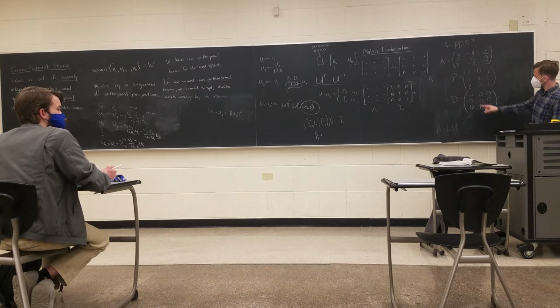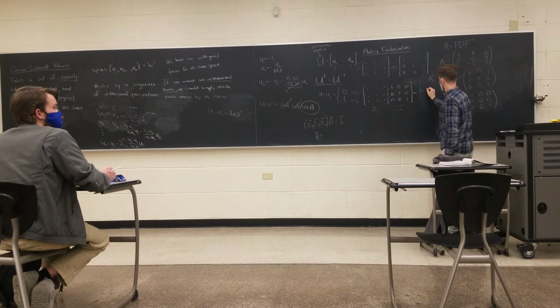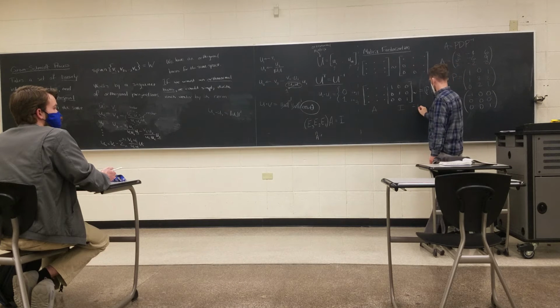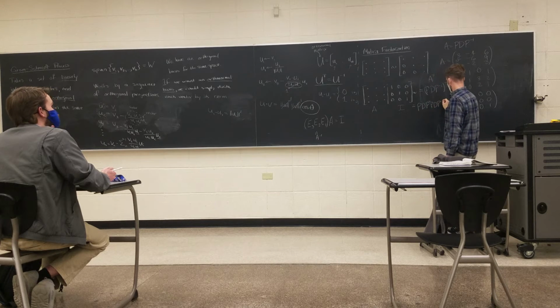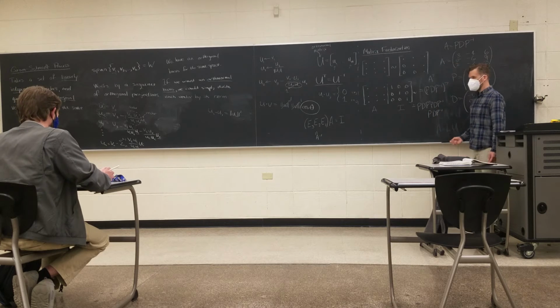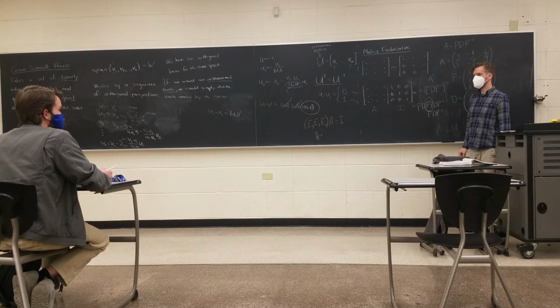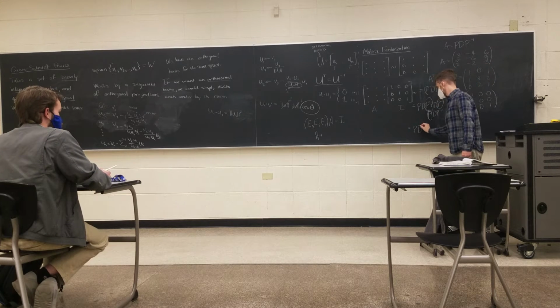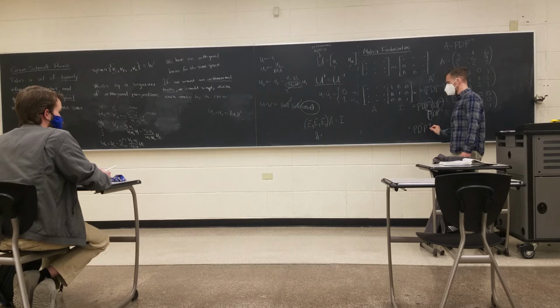So to get A to the seventh, this would be (P D P inverse) to the seventh. And I think most people notice this: P D P inverse, times P D P inverse, times P D P inverse. What would happen is that these P inverses and P's would pair up so that you just get I. So all of that goes away. Exactly, P D to the seventh P inverse.